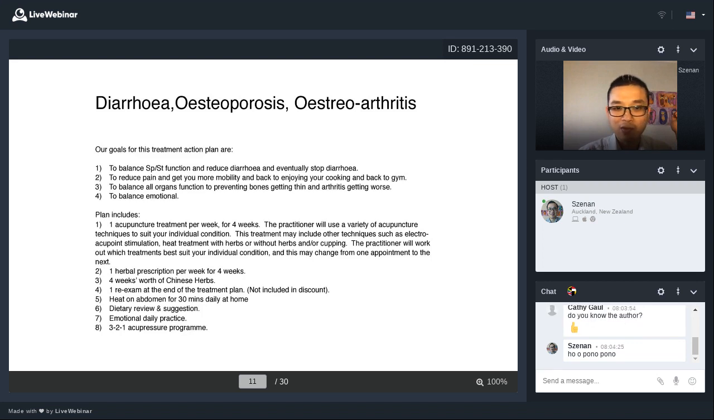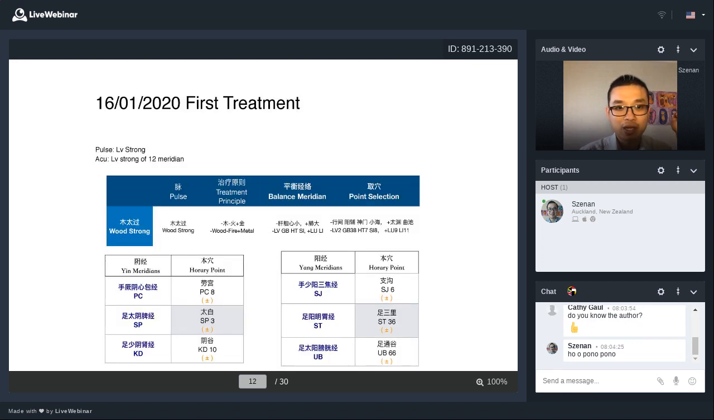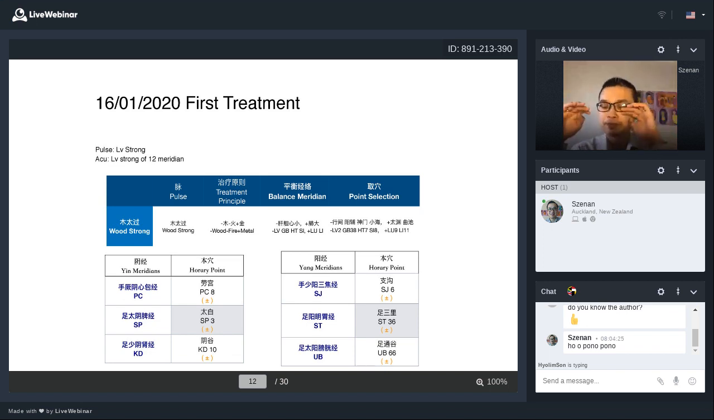Right, we keep going. This is the treatment that I give my patient. It's actually last month, 16th of January. So I took pulse. I checked pulse. And the pulse, I'm going to teach on a workshop next month. So my strategy in here is actually Magical 12.